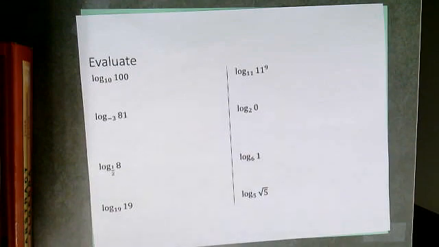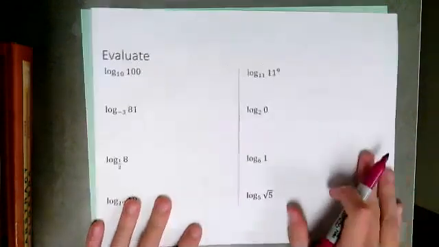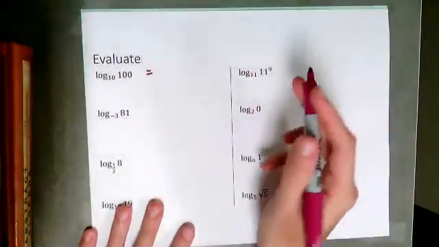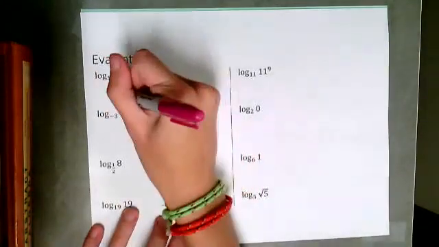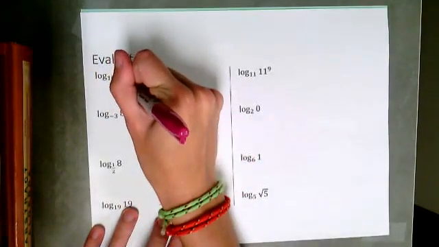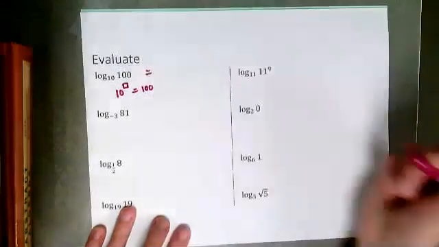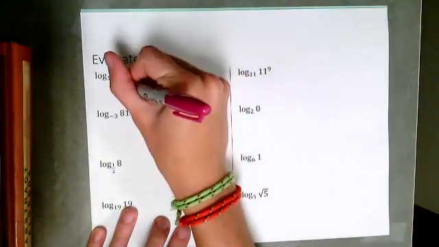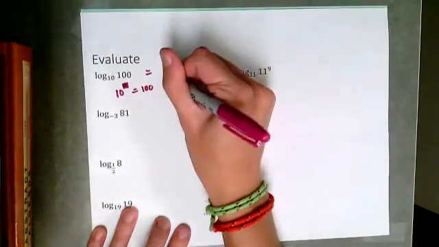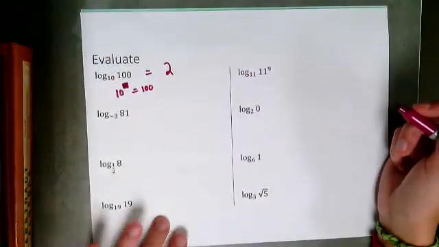All right, so evaluate these. Log base 10 of 100 is equal to what? Well, if we put this into exponential form, we have 10 raised to the something equals 100. Well, that something is 2. You can't see it. I basically just filled in the box. So we're just going to say it here, and that's 2.